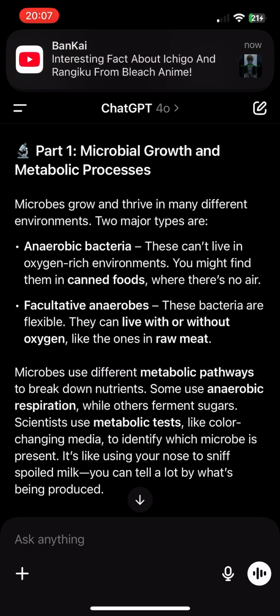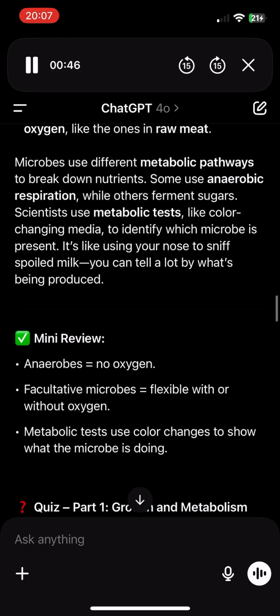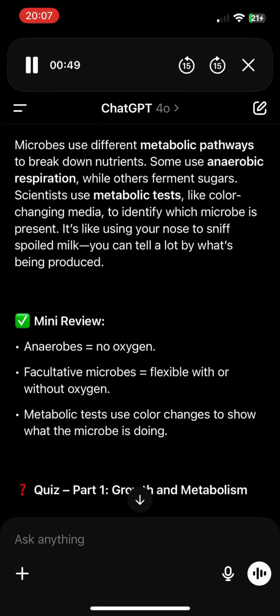Facultative anaerobes. These bacteria are flexible. They can live with or without oxygen, like the ones in raw meat. Microbes use different metabolic pathways to break down nutrients. Some use anaerobic respiration, while others ferment sugars. Scientists use metabolic tests, like color-changing media, to identify which microbe is present.